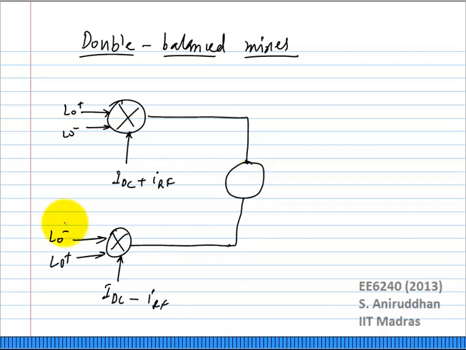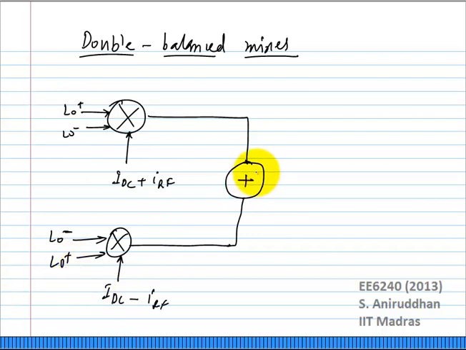Look at the phases I have given. I have given LO minus and LO plus for this mixer. I am multiplying it with this. What do I get at the output? For this one I will get 4 by pi IDC sin omega LOT. For this one I will get 4 by pi IDC minus sin omega LOT. So I have to add here.